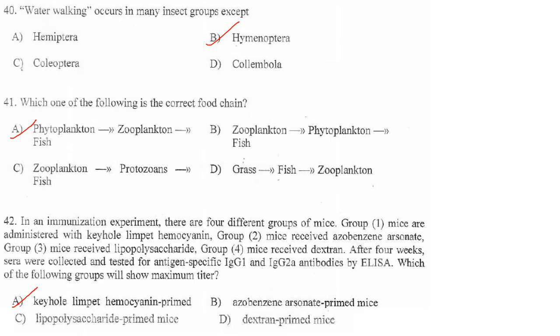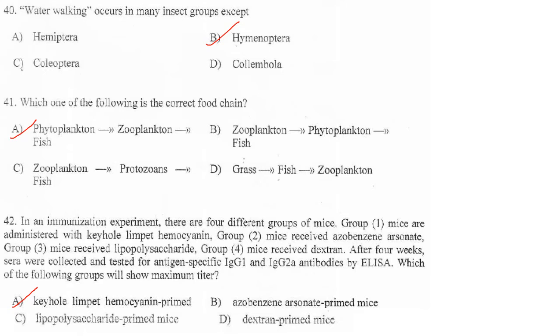Then, in an immunization experiment, there are 4 different groups of mice. Group 1 mice are administered keyhole limpet hemocyanin. Group 2 mice received azobenzene arsenate. Group 3 mice received lipopolysaccharide and group 4 mice received dextran. After 4 weeks, sera were collected and tested for antigen-specific IgG1 and IgG2A antibodies by ELISA.